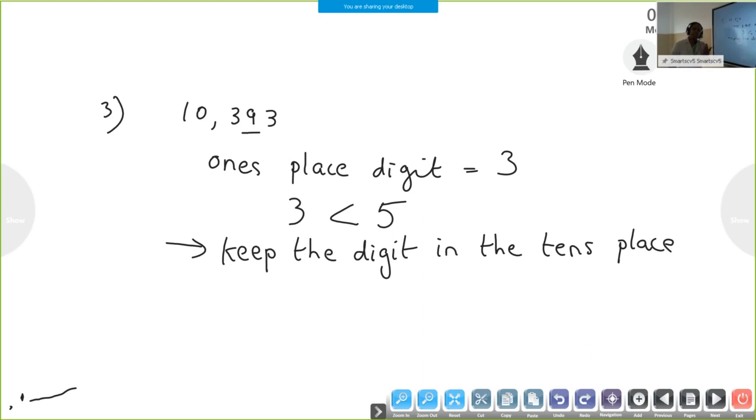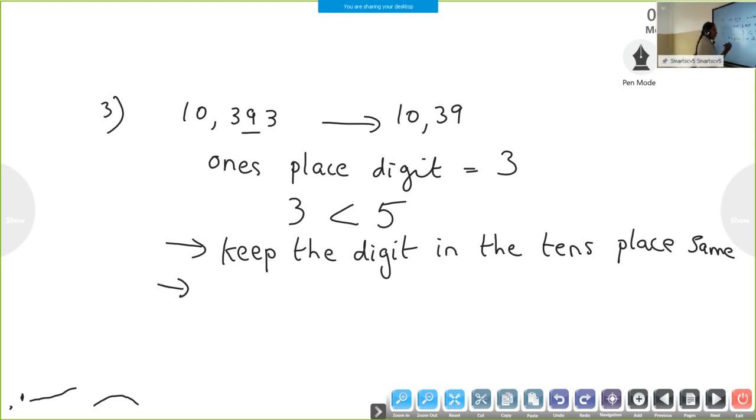But if the digit in the ones place is less than 5, then keep the digit in the tens place the same. No need to change the digit in the tens place. We have to keep the digit in the tens place the same. No change in the tens place.